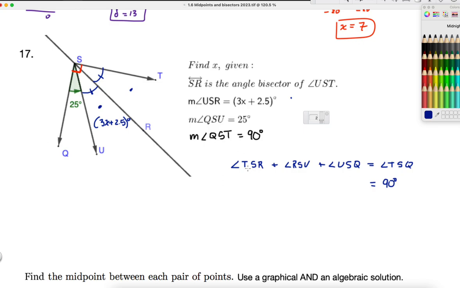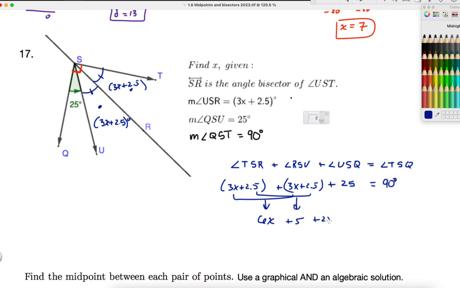And let's substitute all the other ones. TSR is congruent to USR, so we know these are both 3x plus 2.5. So let's put 3x plus 2.5 plus 3x plus 2.5 plus this angle right here, 25, equals 90. Let's add these like terms. 3x plus 3x is 6x. 2.5 and 2.5 is 5. Plus 25 equals 90. 5 plus 25 is 30.